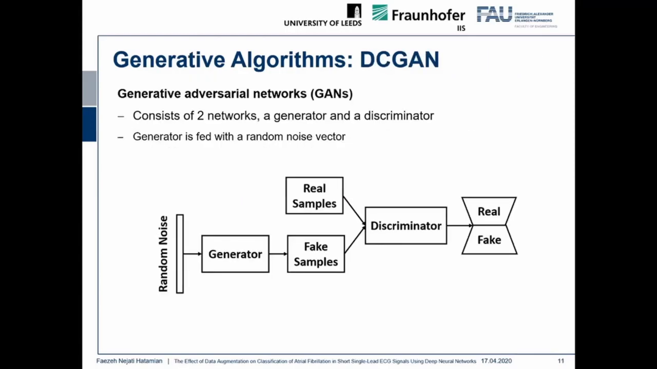And finally, we tried generative adversarial networks, or GANs. GANs consist of two networks. One of them is the generator, the other one is the discriminator. We can think of the generator as a forger, for example, and the discriminator as a police officer. The goal here is to fool the discriminator, so that he or she, I mean the police officer, cannot distinguish between the fake and the real data.